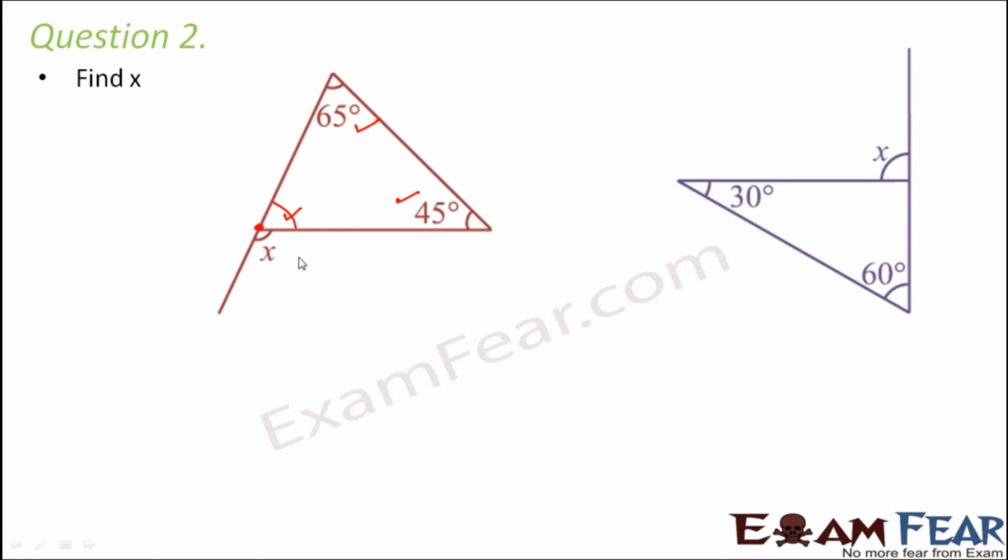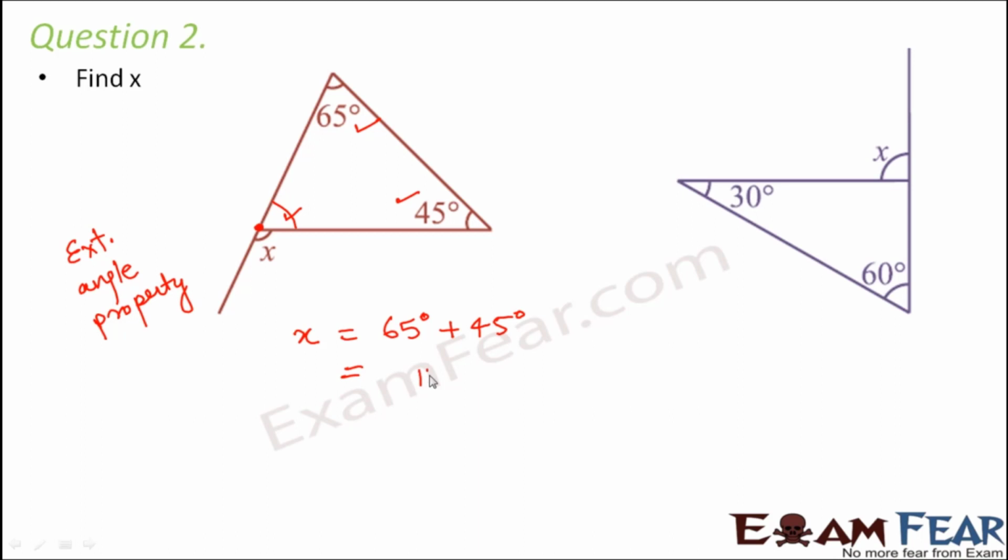So X is the exterior angle, and by the exterior angle property we know that the exterior angle is equal to the sum of opposite interior angles. So for X, this would be the adjacent interior angle. So these two would be the opposite interior angles. So X will be equal to 65 degrees plus 45 degrees. So this is as per the exterior angle property.